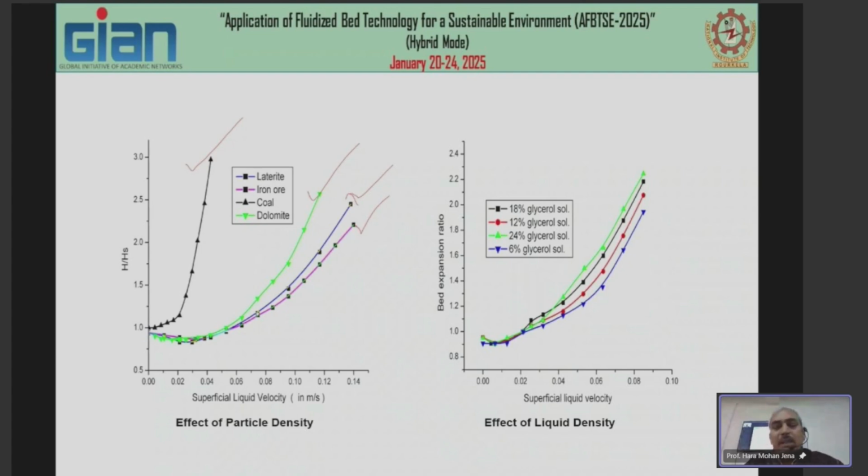Then the liquid phase viscosity. The more the viscosity of the liquid, the more should be the expansion. 6% glycerol is this, whereas 24% glycerol is this. So the more the viscosity, the more the bed expansion, a little bit. But this is one experimental finding which was not available earlier, because the qualitative influence of different variables, as I had discussed in the table, was missing.